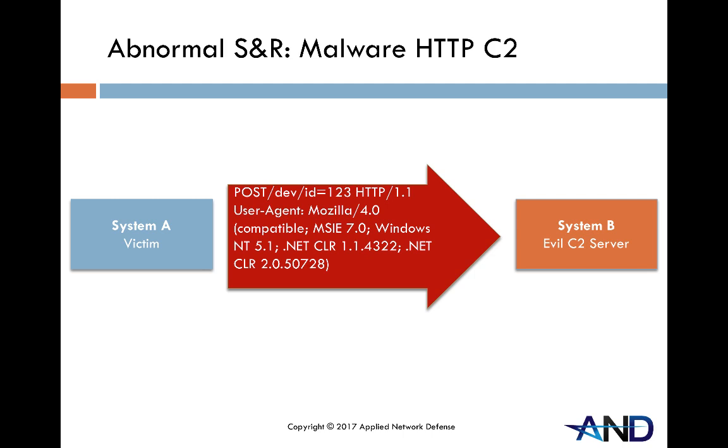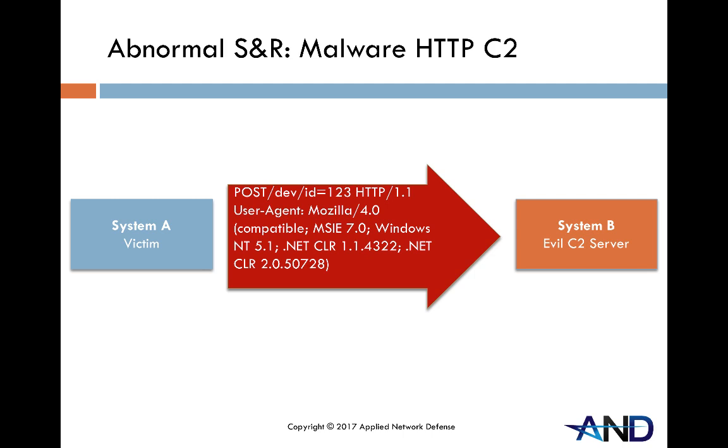It can be a GET, it can be a POST. In this case, I've just chosen to make it a POST to /dev/ID equals 123. 123 would be any number of information. It could be an IP address, some type of encoded system information. A lot of times it'll be base64 encoded or some other type of encoding there. But the critical thing to notice here is the user agent. When you look at that user agent, you're going to look at it and say, okay, this seems legit, right? It's a Mozilla-based browser. It looks like it's running on Windows.